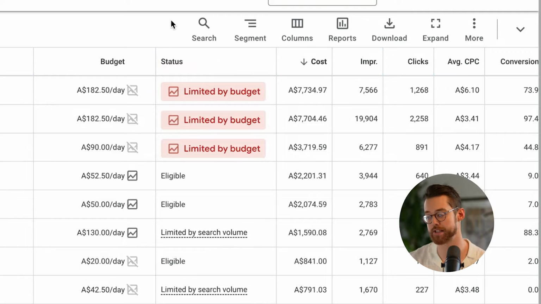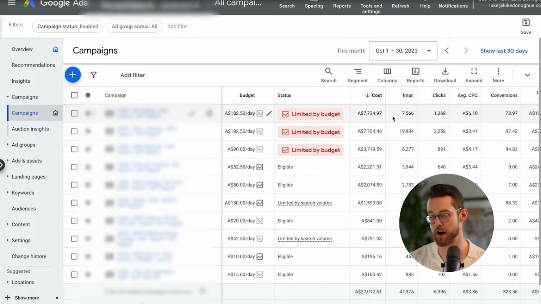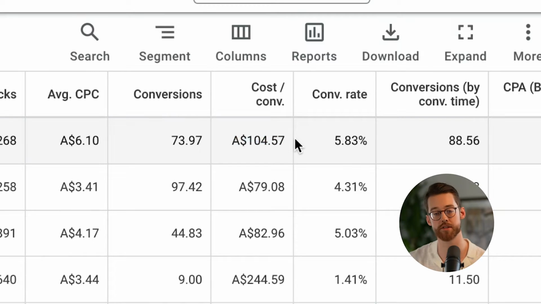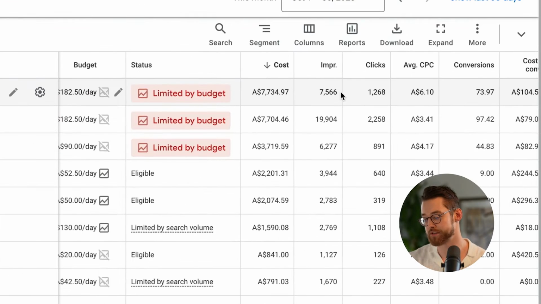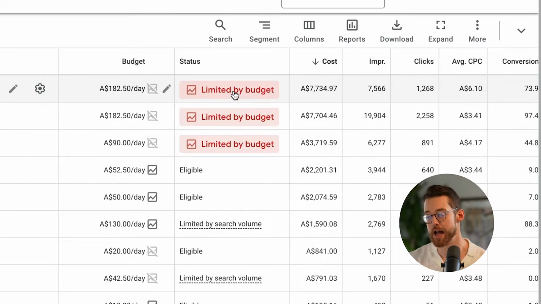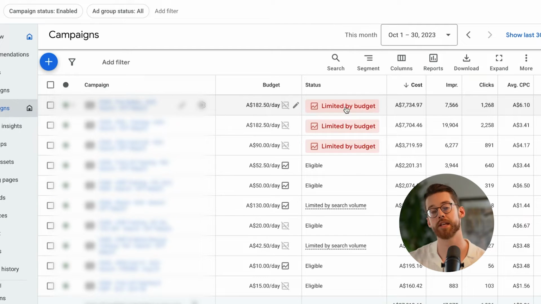Now, limited by budget is an important notification to be keeping an eye on, because if we've calculated our cost per conversion and we know what it's going to be in order to be profitable, what we need to be hitting in order to be making money, and Google tells us that we're limited by budget, that basically means that for roughly the same cost per conversion, Google thinks that it can drive more of those conversions if we're willing to increase our daily budget. So in other words, we're holding this campaign back, we're constricting it because of what we're limiting the daily spend to. And if we are willing to increase our budget, then Google is able to drive more conversions for us.